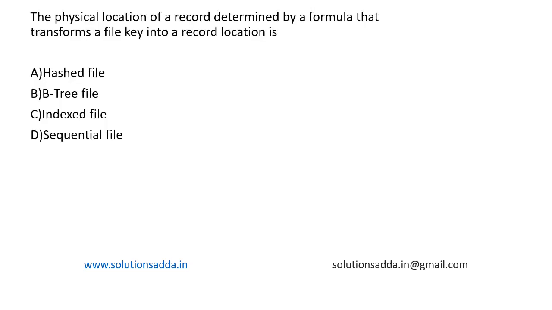This is a question from data structures. The physical location of a record determined by a formula that transforms a file key into a record location is, and based on the options, option A, hashed file is the right choice. In hashed file, the file keys are inserted into the record location by using a formula or the hash key, and later the location of each of these files can be retrieved using this formula. So hashed file is the right answer.